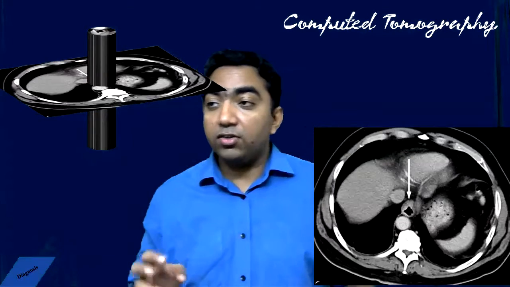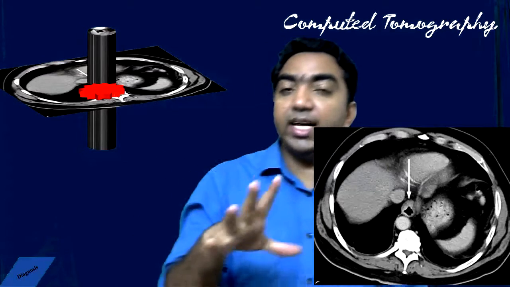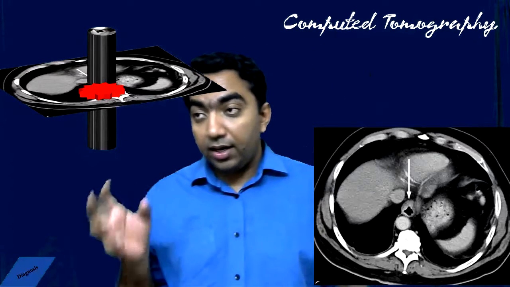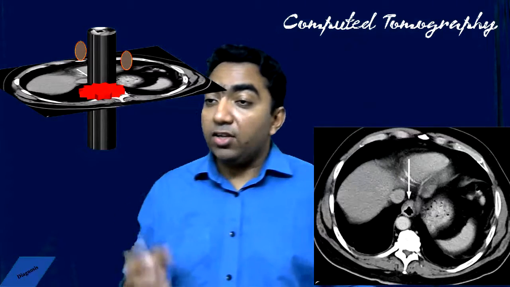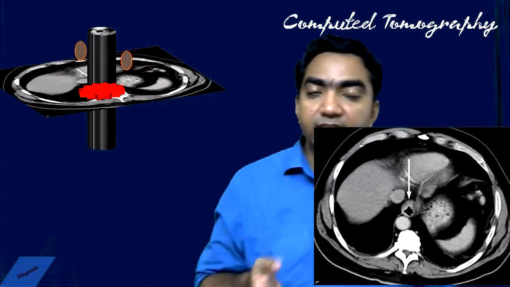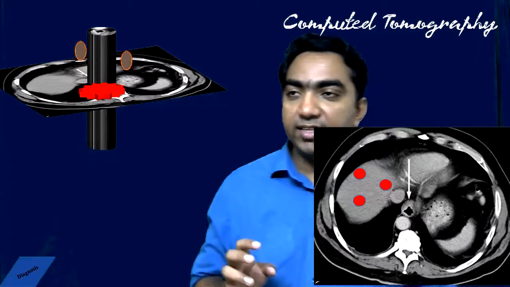Then we can also see whether there is a radial spread of the tumor, whether the tumor is invading the surrounding structures. Next, we can also see the lymphatic invasion of the tumor and whether there is any liver metastasis in the CT scan. So these are the information we get from CT scan.